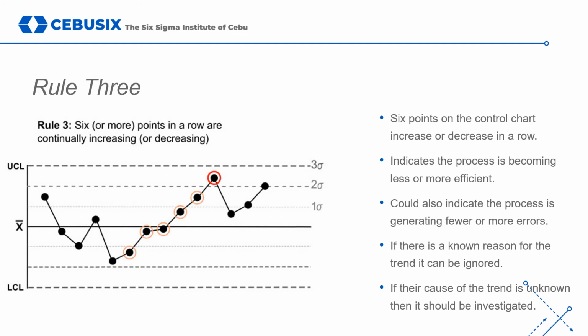Rule 3. 6 points on the control chart increase or decrease in a row, indicating the process is becoming less or more efficient or is generating fewer or more errors. Process owners should investigate unless there is a known reason for the trend. If you take a look at the chart, you will see that the 6th through 11th data points start more than one standard deviation below the X bar and incrementally increase until it extends more than two standard deviations above the X bar line.